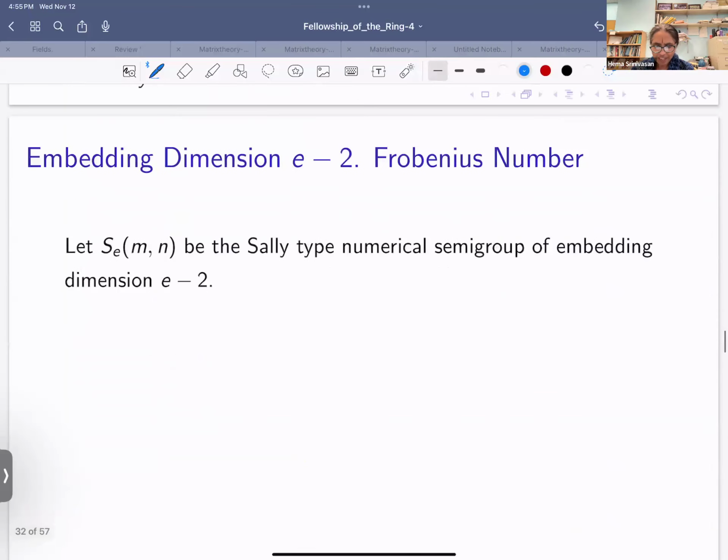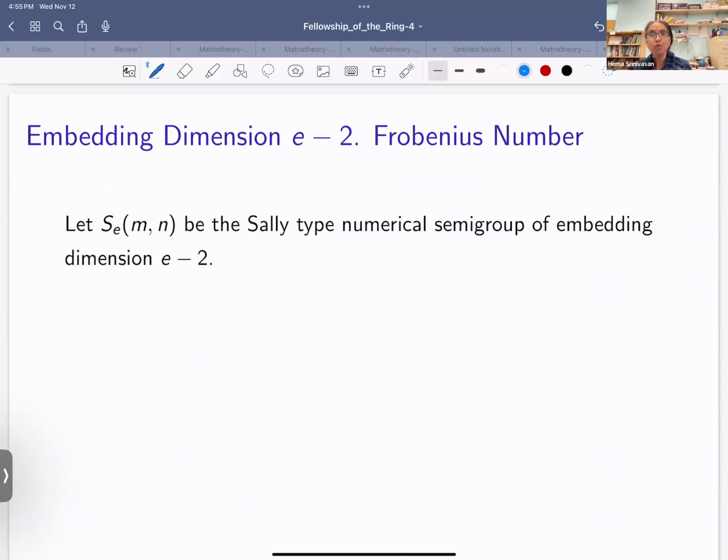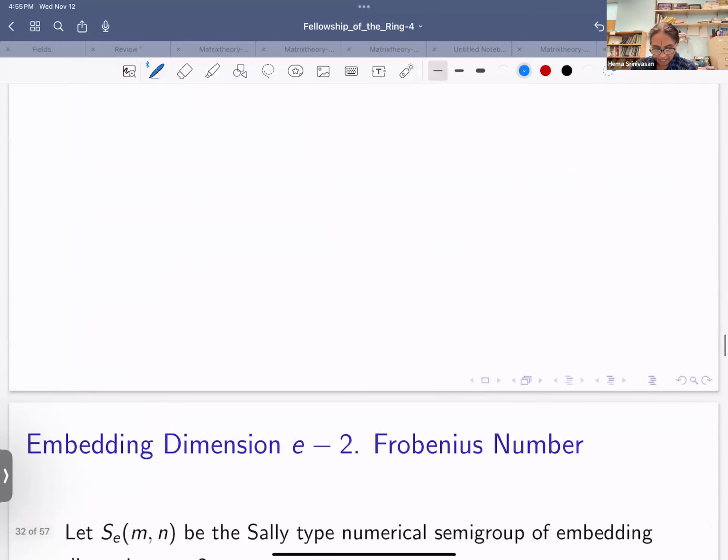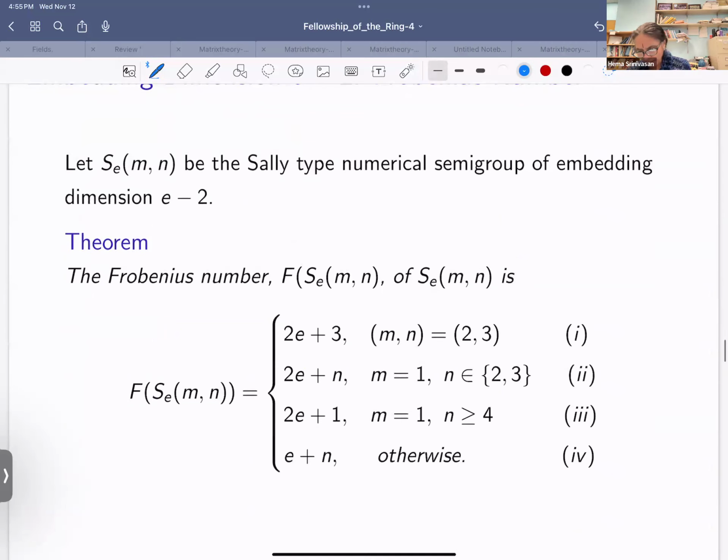Now let's go to embedding dimension E minus 2, where things are a little more interesting. The first thing, well, maybe not the first thing, but anyway, I will write it in this style. The Frobenius number of S_E(M,N) is 2E plus 3. This is the case, remember, of the Sally semigroup. And this M equals 1 is rather strange and special, when you remove the first one, E plus 1. Otherwise, it is E plus N, the Frobenius number. We will see M equals 1 is always going to be somewhat of a special case.